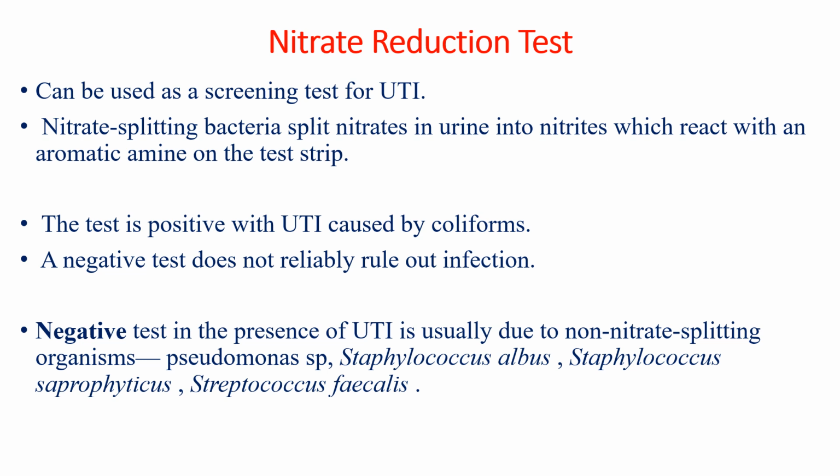The nitrite reduction test can be used as a screening test for UTI. Nitrite-splitting bacteria convert nitrates in urine into nitrites, which react with an aromatic amine on the test strip. The test is positive with UTI caused by coliforms. A negative test does not reliably rule out infection. A negative test in the presence of UTI is usually due to non-nitrite-splitting organisms, mainly gram-positives.